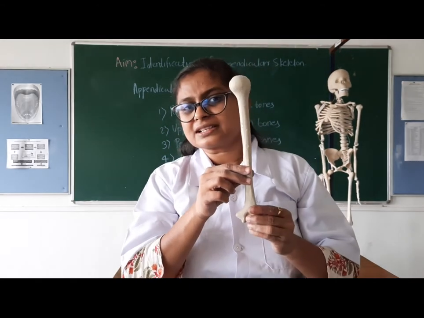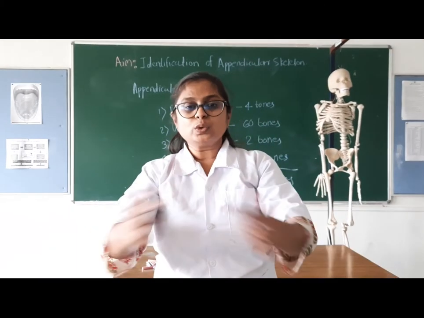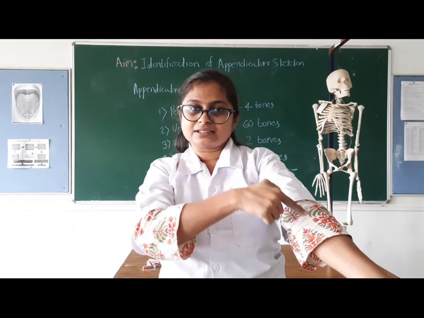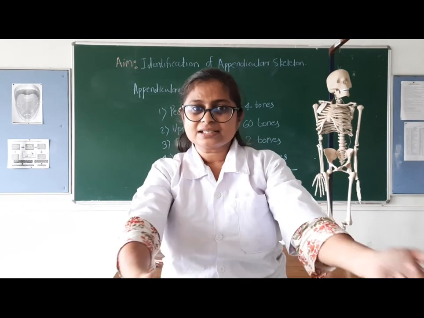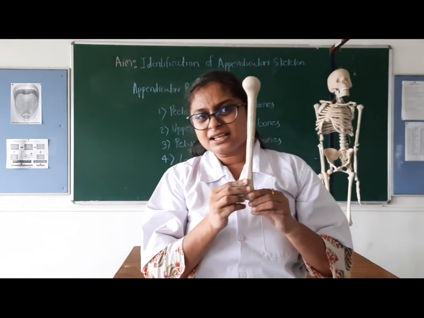Now next one is the upper limb. This upper limb contains the humerus. The humerus contains 2 bones, 2 bones on each of the 2 limbs. On this side is the humerus, and on this side also the upper limb has the humerus. Okay, the humerus contains 2 bones.